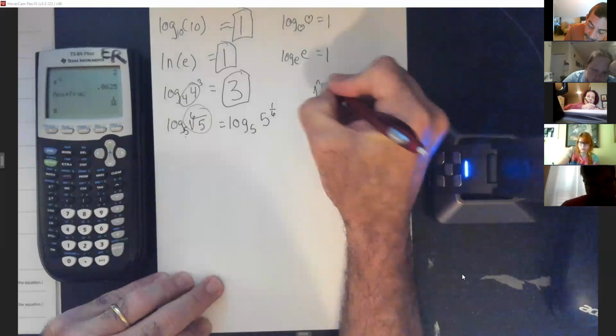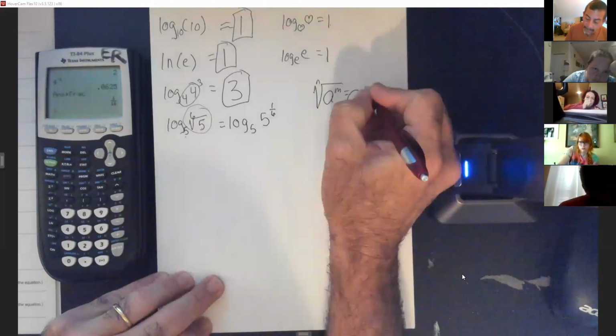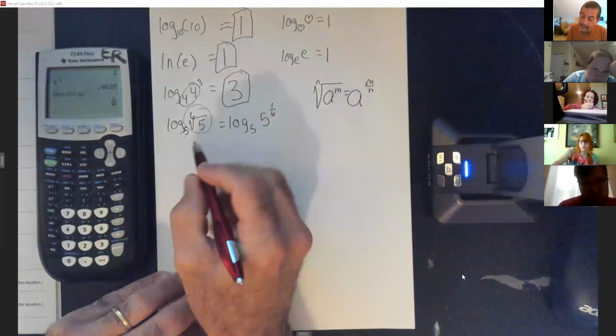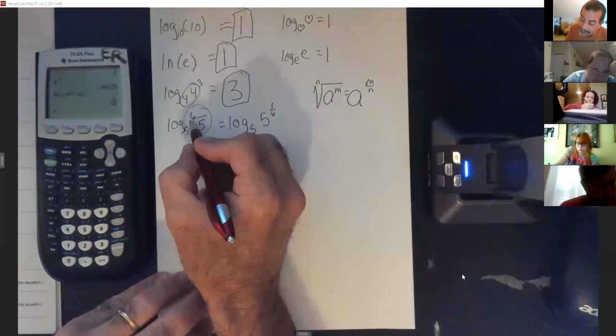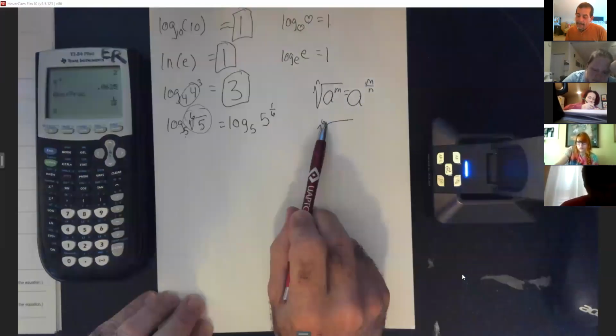So where is that 6 supposed to be? Oh, it's on the outside of the radical. Since it's on the outside of the radical, it's like the index of the radical. Okay?